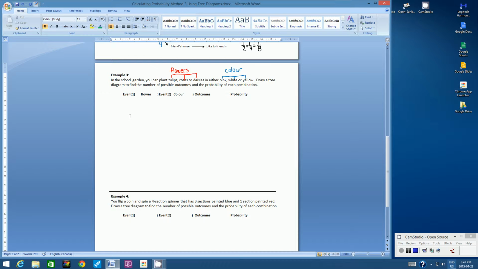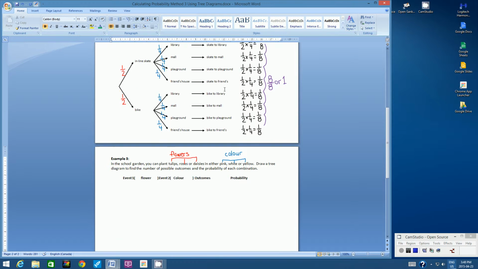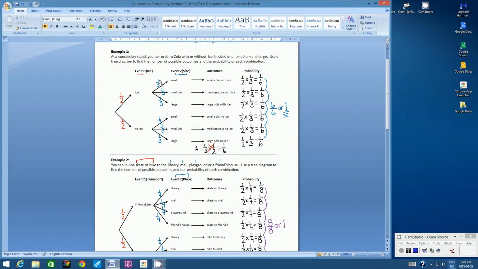So on our first branch here, how many stems or trunks or branches will we have? Well, in example 1 and 2, we always had 2 branches. But in this case, event 1 has 3 possibilities. So you're going to have to draw 3 stems coming for event 1. Then, for event 2, for each end of the branch, you'll have to make another branch that has 3 branches. So does that make sense? We've seen 3 branches before in example 1. So this is what the event 2 is going to look like, except for this one, event 1, we're going to have another branch coming out the middle.